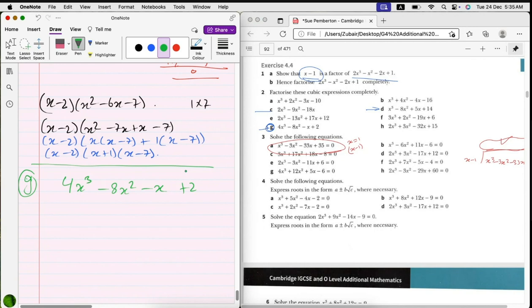Could x equals 2 work? Get this working. So x minus 2 equals 0.